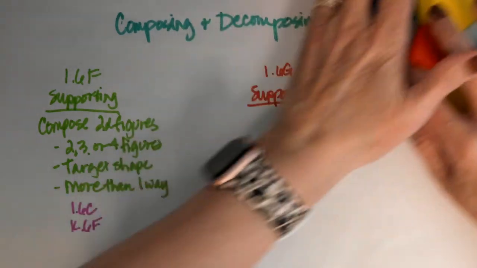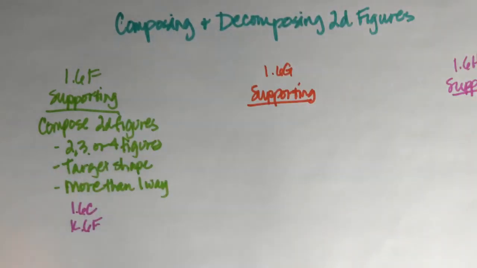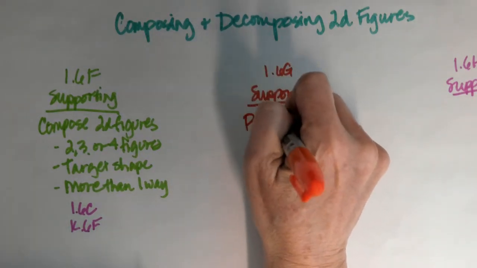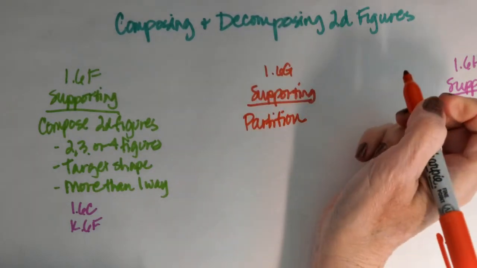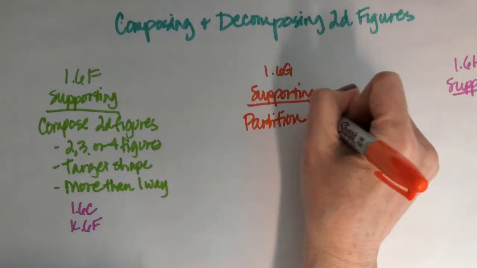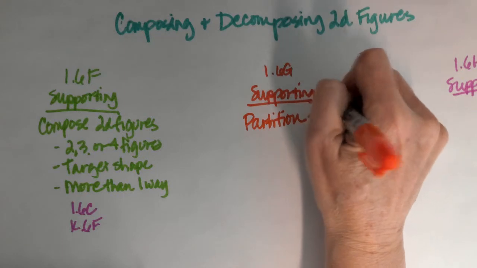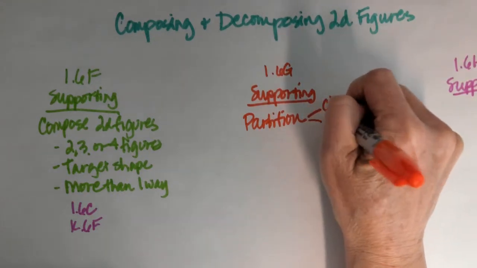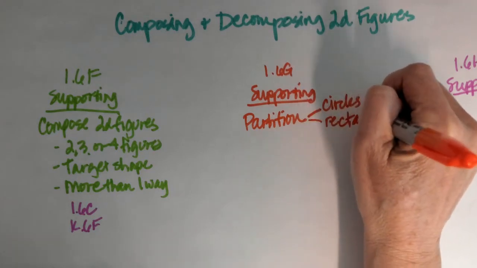Okay, let's look at 1.6G. So this is another supporting standard, and this one has two verbs in it. So our first requirement is for students to partition two-dimensional figures such as circles and rectangles. Did it say we're limited to that? It didn't, but it did say such as, so that's a great place to start.